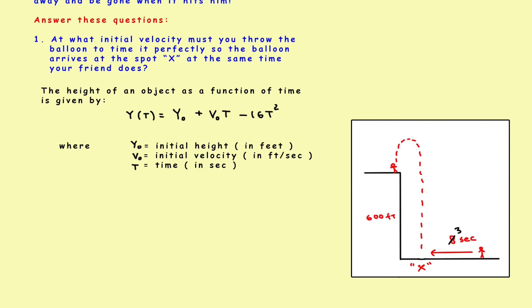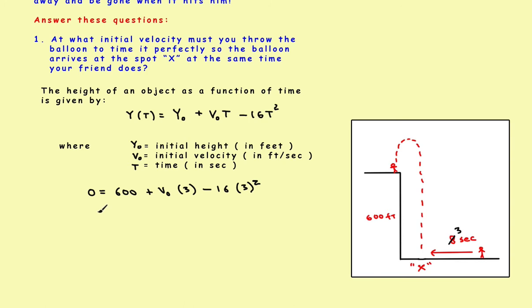Okay, so now the initial height is still 600 feet, and the question again is still, what is this initial velocity? We'll still solve it the same way. The balloon and your friend will arrive at height 0, 3 seconds from now. So the idea is, again, set the height equal to 0. It'll be the same process we used last time. So 0 is equal to the initial height, still 600, plus V0, only this time you've only got 3 seconds, minus 16 times 3 seconds squared.